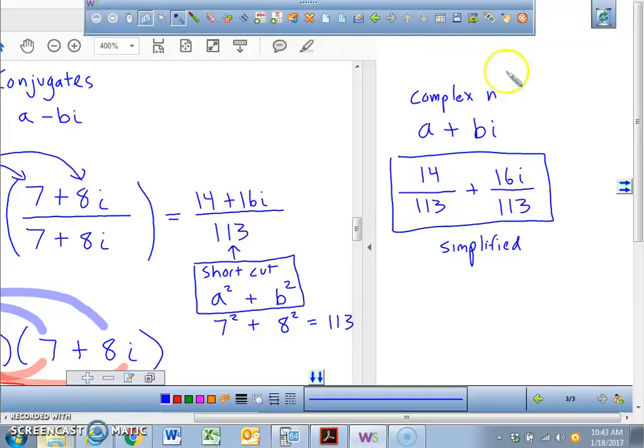If you're ever taking a college algebra class and you're having to put your answer in the form of a complex number, make sure you break it into a real number right here, and what's this part called? An imaginary number. So you have your real number being added or subtracted with the imaginary number.